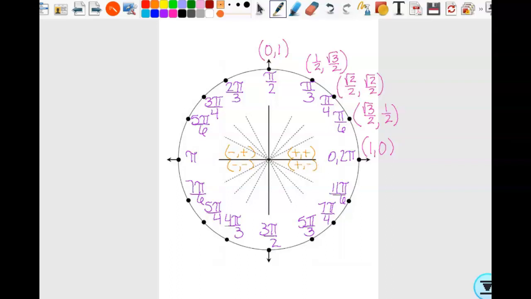So I want you to think about what that means. Here, sine, cosine, and tangent are all positive, right? Here, cosine's negative, sine is positive. What about tangent? Negative, because that'd be positive over negative, right? Here, the only one of the three that's positive is sine. So here, cosine's negative, sine is negative. What about tangent?